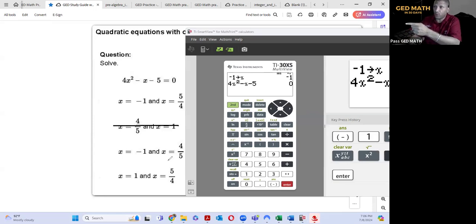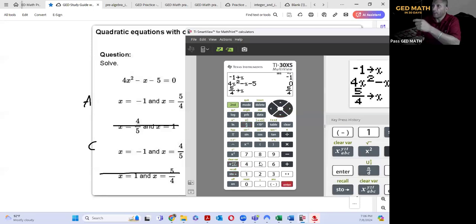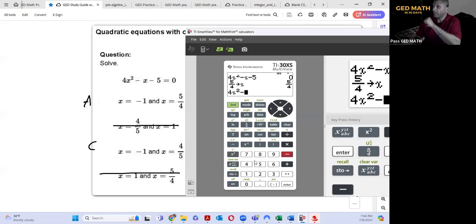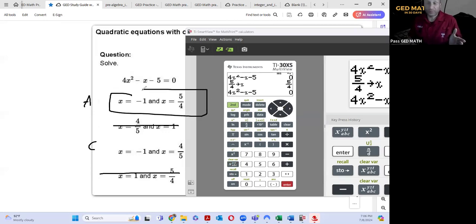This doesn't have -1, so it can't be B. It can't be D. So it's either A or C. I'm going to plug in my next term, 5 over 4, store x, and plug it into my quadratic expression, 4x squared minus x minus 5. If that's a solution, I should get 0. Yes, it is. I didn't do any algebra. I just took the multiple choice and used my calculator for the tool that it is.